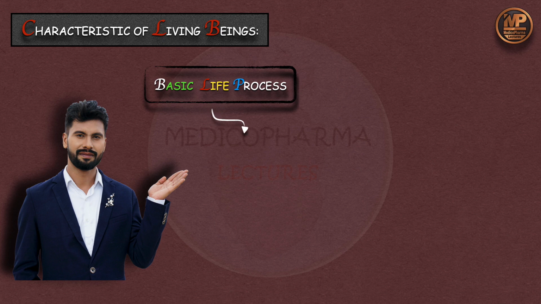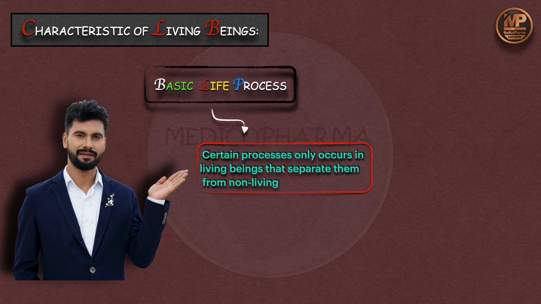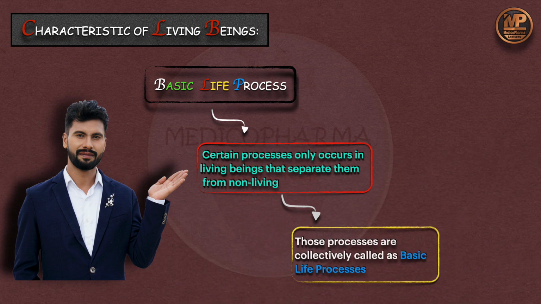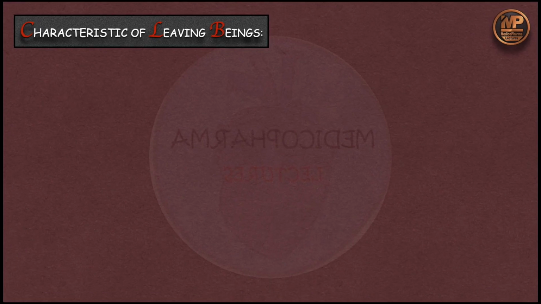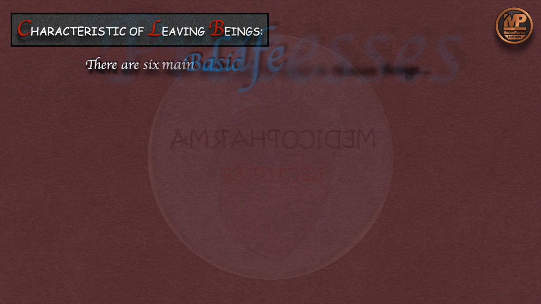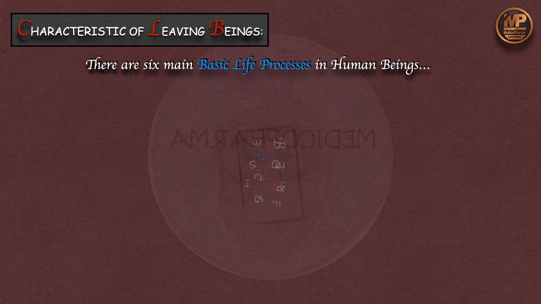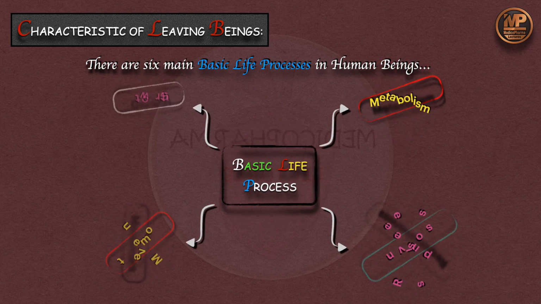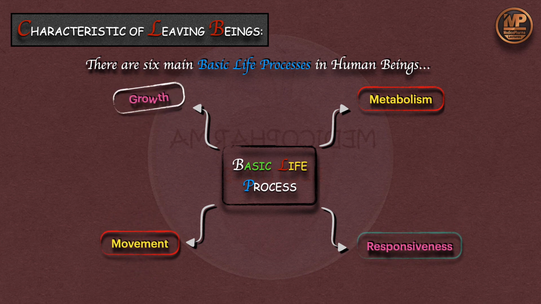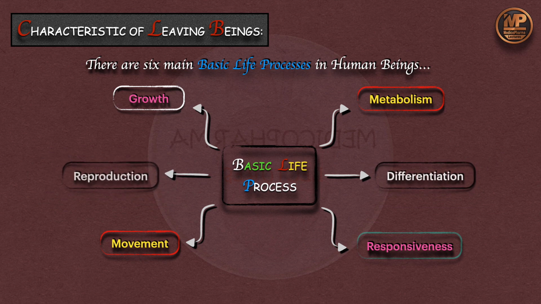So what is a basic life process? Basic life processes are certain processes that only occur in living beings, which separate living beings from non-living beings. They are collectively called what? Basic life processes. There are 6 main basic life processes in human beings. They are metabolism, responsiveness, movement, growth, differentiation, and reproduction.